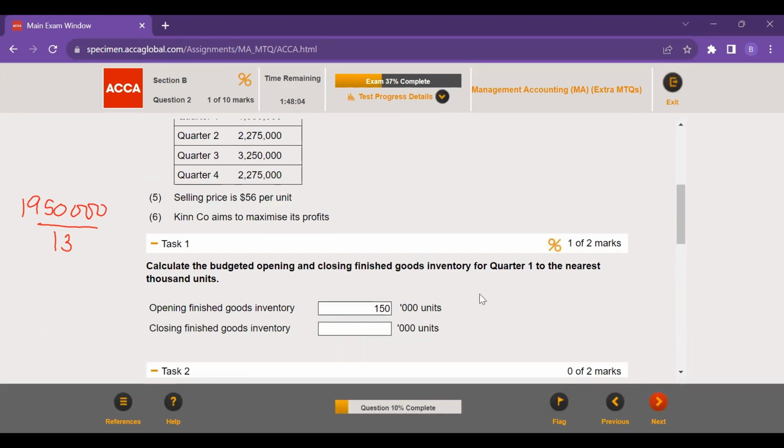Now let's have a look at the closing finished goods inventory. When the quarter ends, in the beginning of quarter 2, they will again have 1 week's worth of inventory for how much they have predicted for quarter 2. For quarter 2, I can see over here that they have predicted 2275,000, and again dividing that by 13 weeks to find out for 1 week, if I carry out this on a calculator, I will have my answer as 175,000. So I will only enter 175 over here.